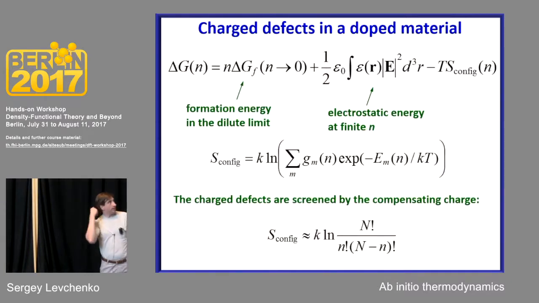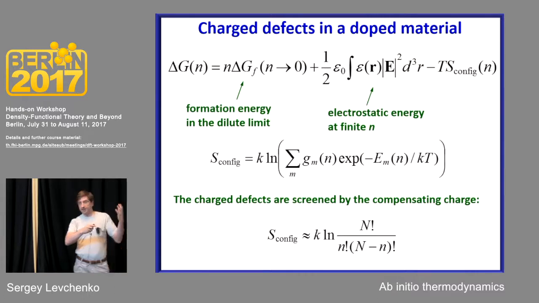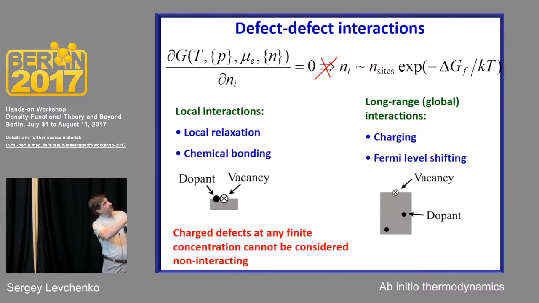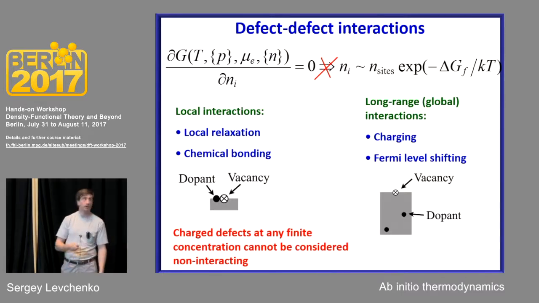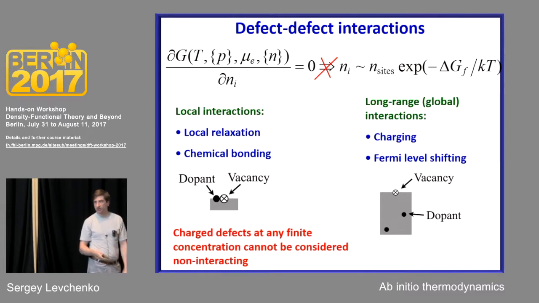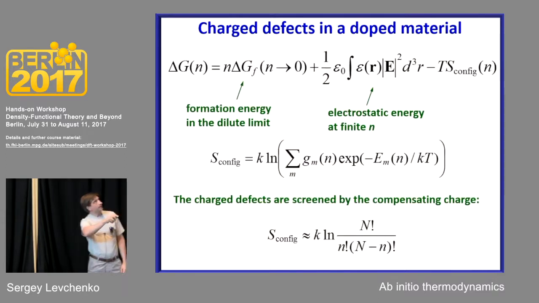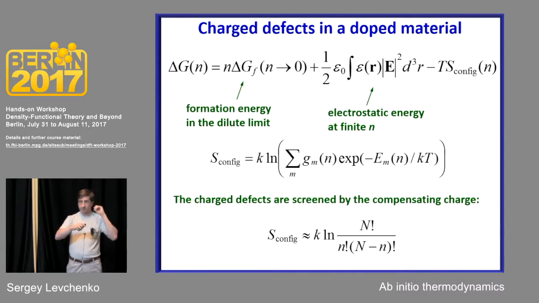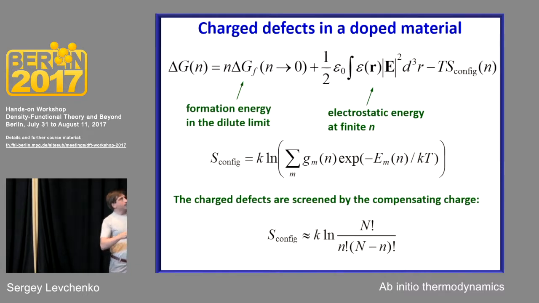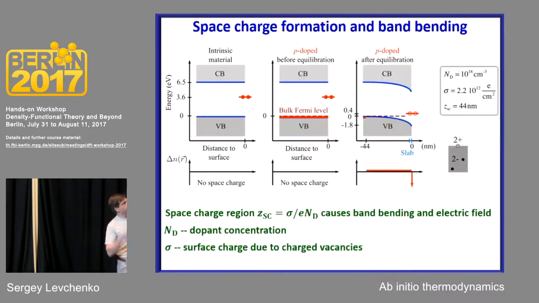In the case of interacting defects, we cannot write this simple expression, right? The minimization of the free energy does not lead us to this very simple expression. We have to take into account the dependence of the formation energy on the concentration of defects. And this can be done in the case of charge defects by including this interaction energy, or the electric field energy due to the distribution of charges in the system, as a separate, additional part of the free energy of the system. Okay, I will skip this discussion.